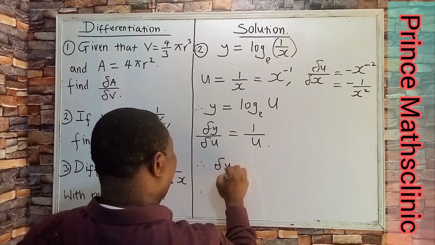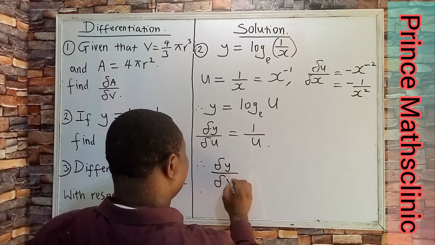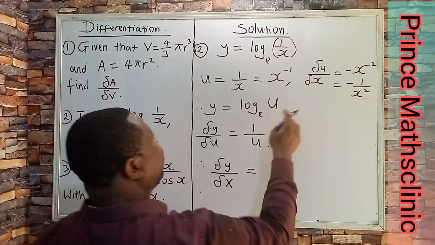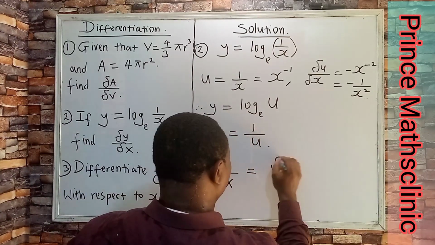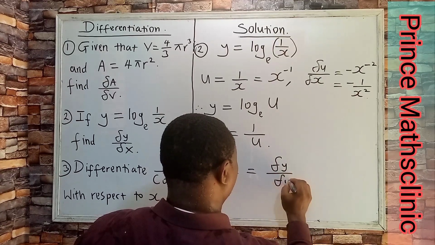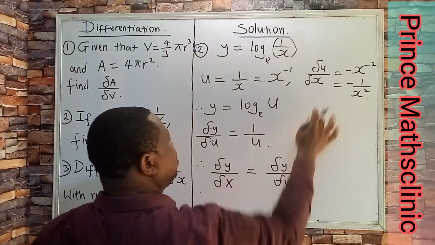Therefore, our dy/dx will simply be the product of dy/du times du/dx.